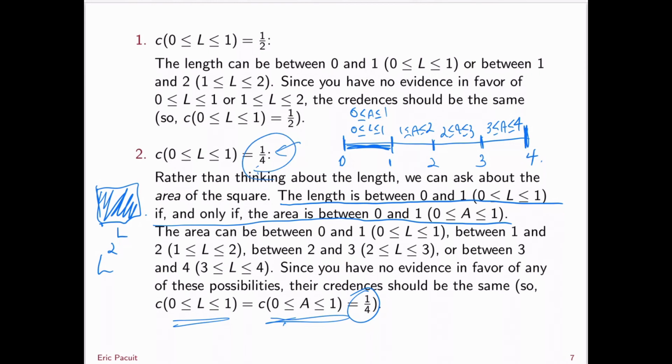So Bertrand's paradox is, how do we resolve this conflict? We seem to have 2 equally good answers. The credence of the length of my square could be 1/2, or it could be 1/4, and we have no principled reason to prefer one answer over the other.